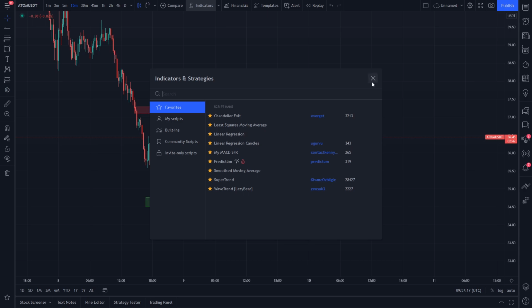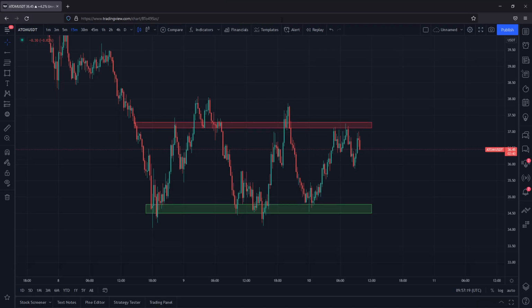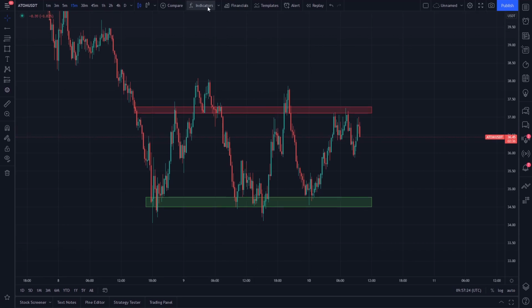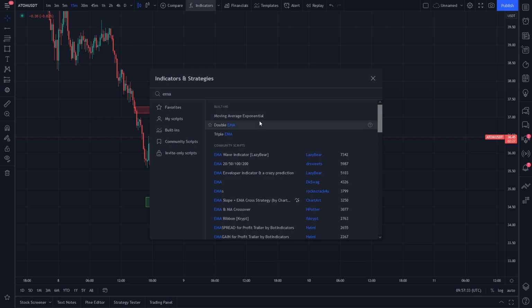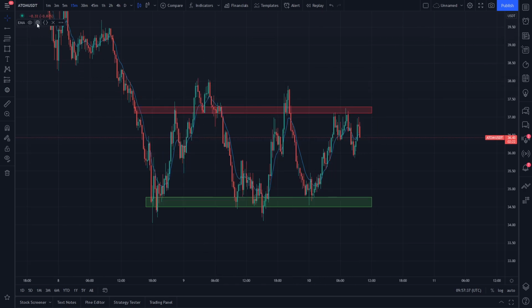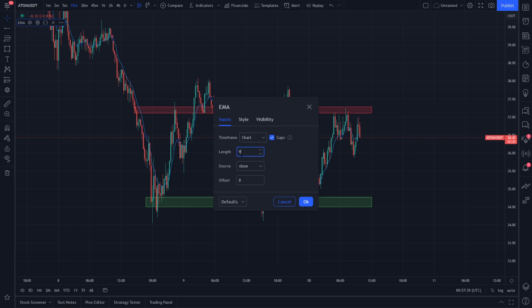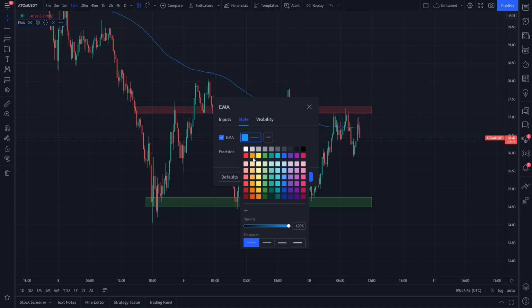So what you're gonna need is a TradingView account. The free one is fine, but if you have a paid version where you can use 5 indicators, that's much better. So the first thing you need is the exponential moving average. I'm gonna switch it on, click on settings, and make the length 200. I'm gonna go to style, select a color which I prefer to keep in mind, and increase the thickness.